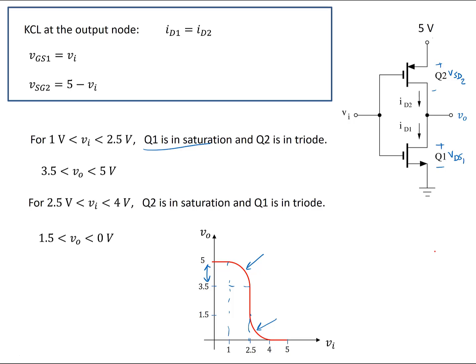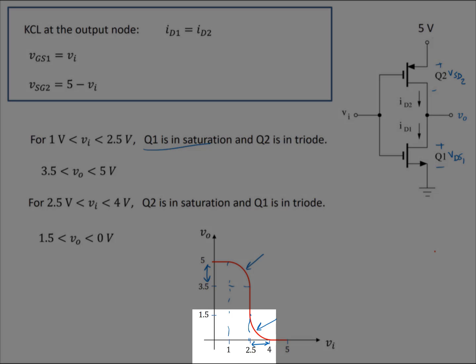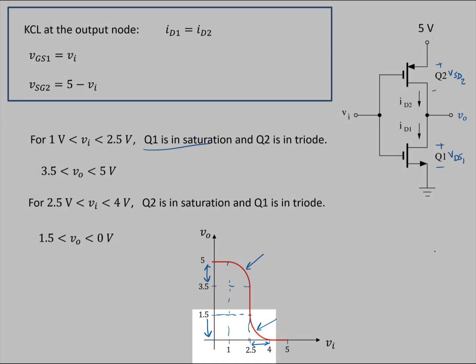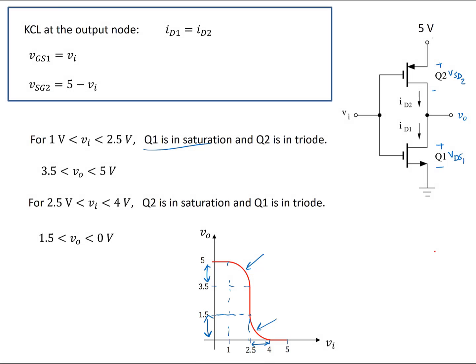For the case of VI between 2.5 and 4 volts, in this range V out is changing between 1.5 volts and 0 volts, and these V out values, which are the same as VDS1, are considered small values, and they are less than overdrive voltage for Q1. As a result, Q1 is in the triode region, and source to drain voltage of Q2 is going to have a larger value than V overdrive of transistor 2. As a result, transistor 2 is going to be in the saturation region. So this is this region, and this is this region.